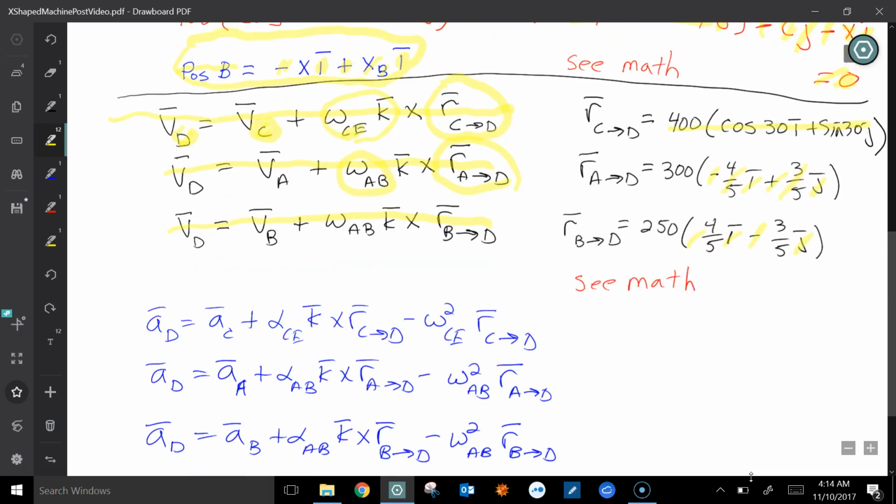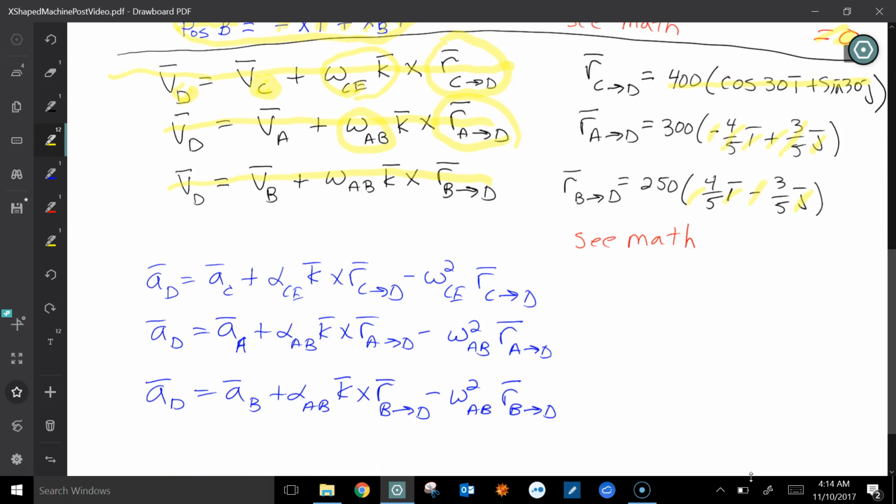Okay? Then while you're at it, you want to write the acceleration. So you basically mimic it. So this equation matches this one. The middle equation, in a sense, matches this one. And then the bottom equation matches the bottom one. So if you notice, the top one was D and C, so this one's D and C. This was omega CE. This one ends up being alpha CE. Same R's. And the omegas come from the velocity equation.